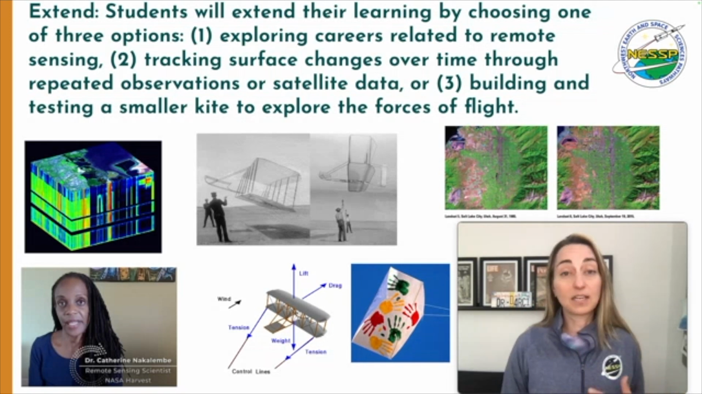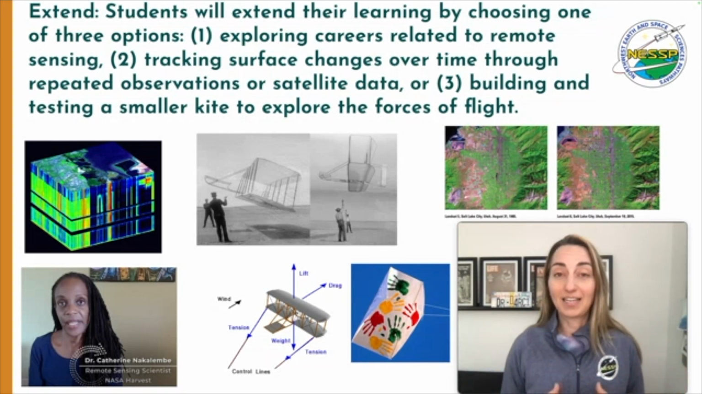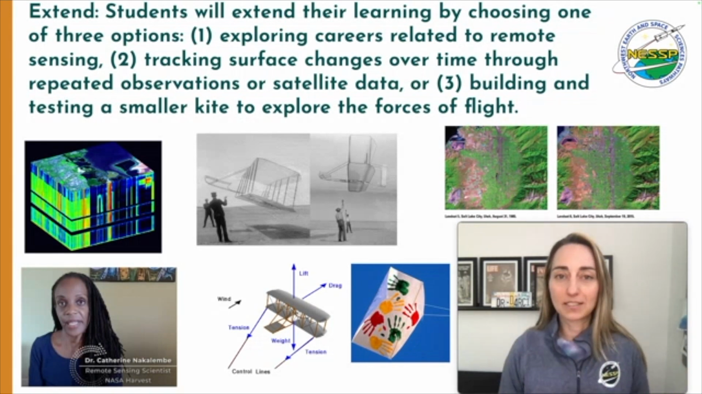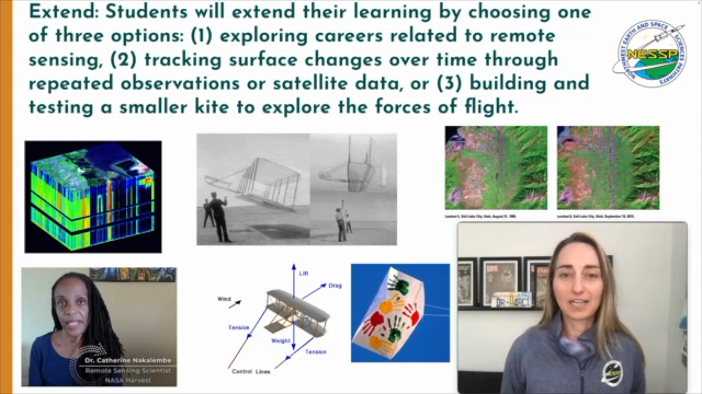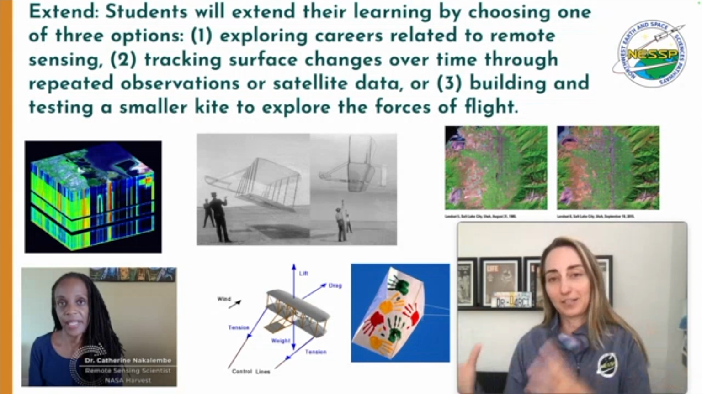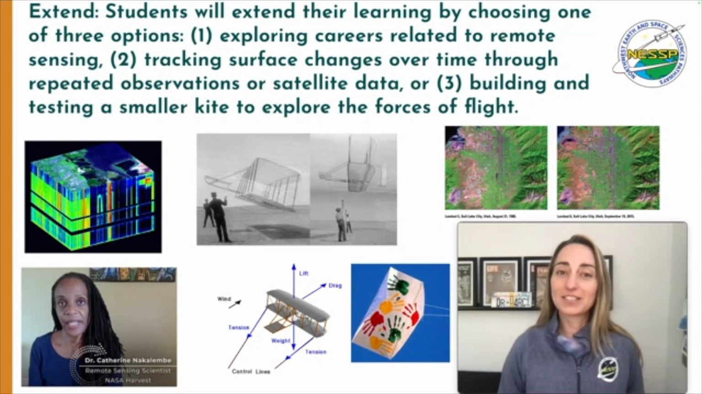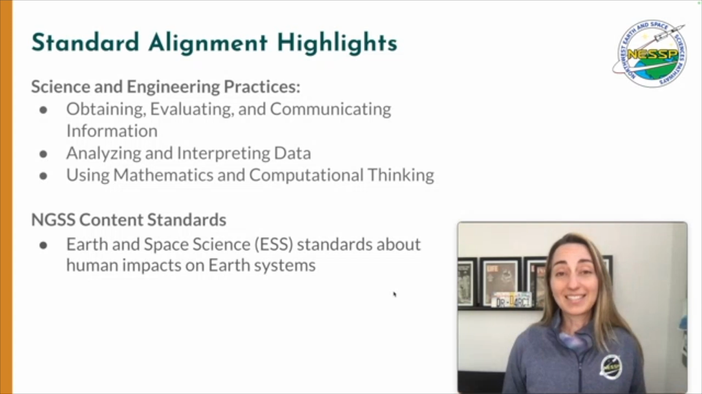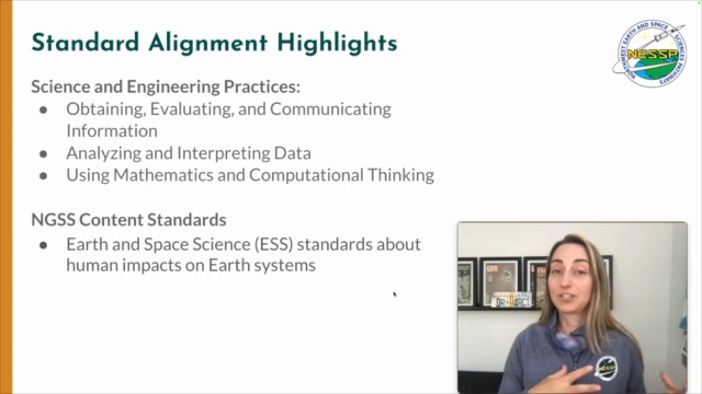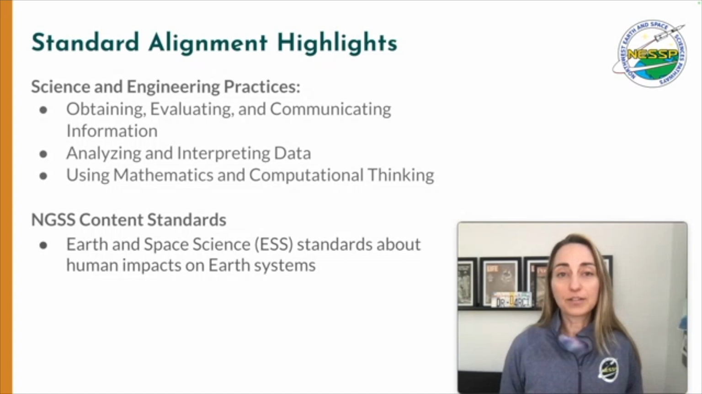Finally, students and educators can investigate the physics of flight using kites by building small kites and experimenting indoors. And we make some connections to the Wright brothers and how they used kites when they were developing their first airplane. You can see the standards connections. Most of the NGSS connections are related to human impacts on the Earth.